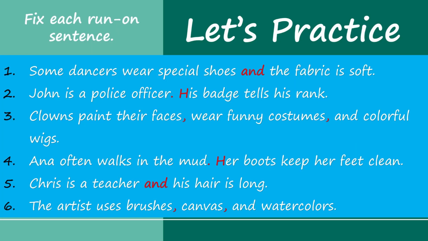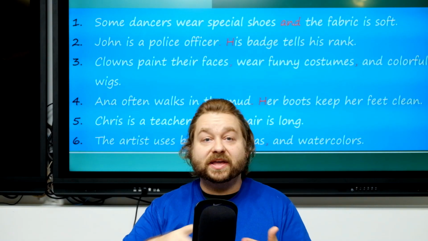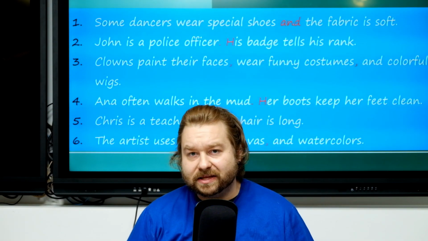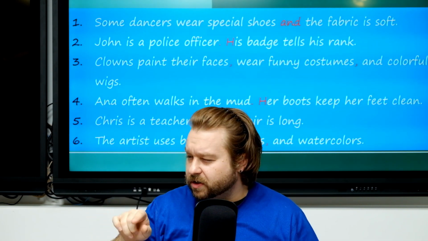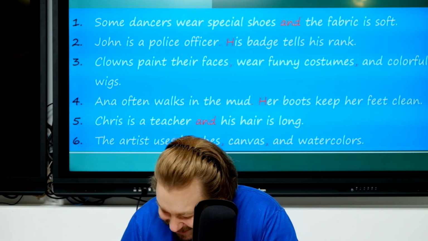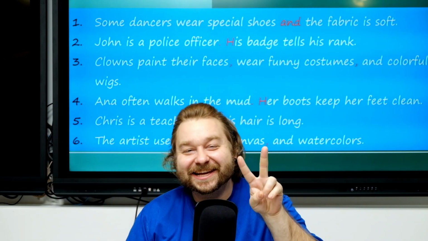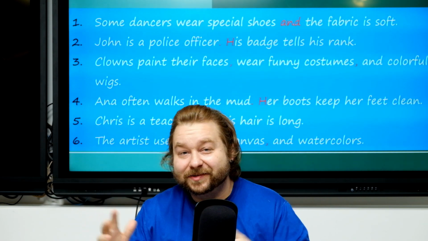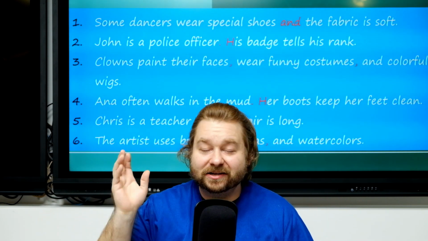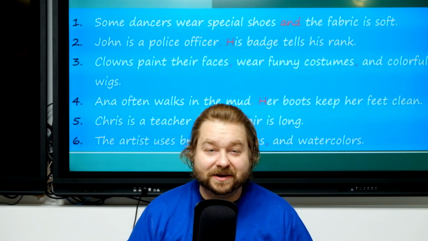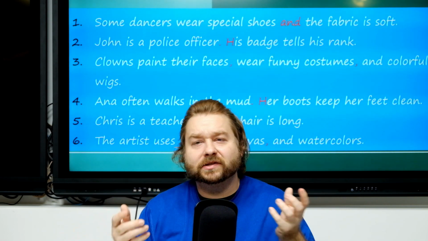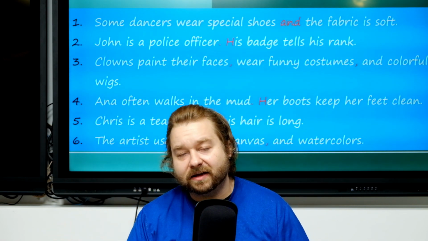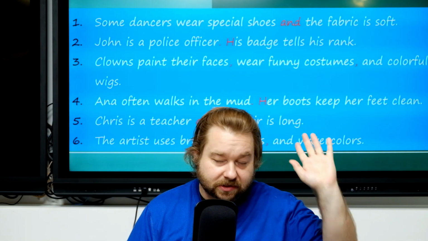Number six. The artist uses brushes, comma, canvas, comma, and watercolors. Yet again, we have our list of things, so we separate them with a comma. Now, if you've noticed, the third comma, the second comma, I don't teach math. The second comma is before the "and." It's called an Oxford comma. Just toss it in there and you're going to be okay. You don't have to have it there, but some people will be like, ooh, where's the comma? So just add it in. It's better to have it than to not have it. I stopped arguing with people from England.